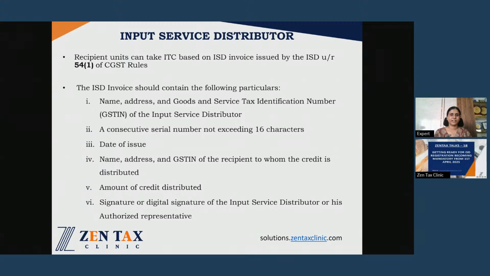The first is the name, address, and GSTIN of the ISD. Then a consecutive serial number not exceeding 16 characters. Date of issue. Name, address, and GSTIN of the recipient to whom the credit is distributed. Amount of credit distributed. Signature or digital signature of the ISD or his authorized representative. We should make sure that when we are issuing an ISD invoice, these are all the particulars which should be clearly mentioned in the invoice, and then only the transfer should happen.